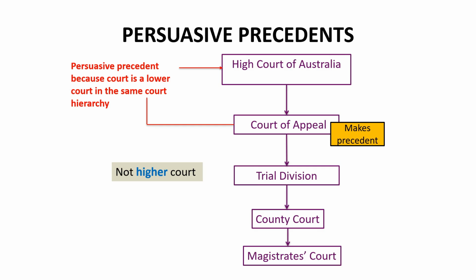Of course, the Court of Appeal precedent would be a binding precedent for the Trial Division, the County Court and the Magistrates' Court because those courts are all lower than the Court of Appeal in the Victorian court hierarchy.